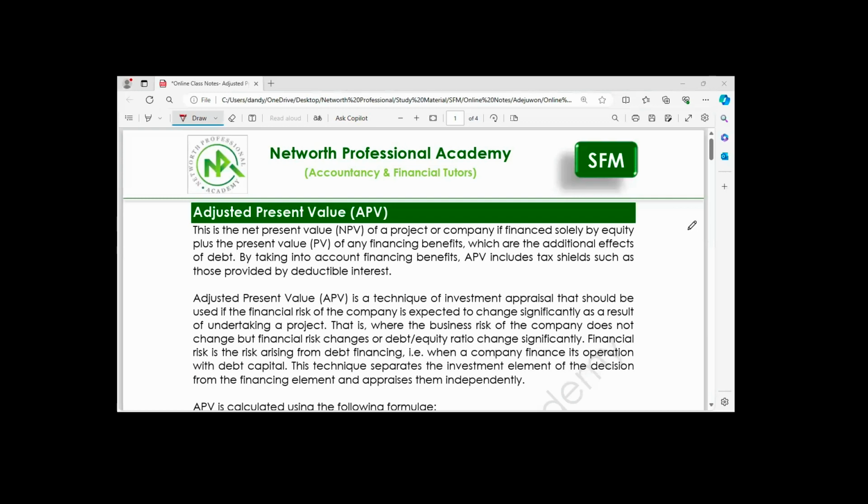So what do you understand by adjusted present value? Simply put, APV is a technique designed principally to appraise a project where the debt equity proportion or financial risk of a company is expected to change significantly as a result of undertaking a project.